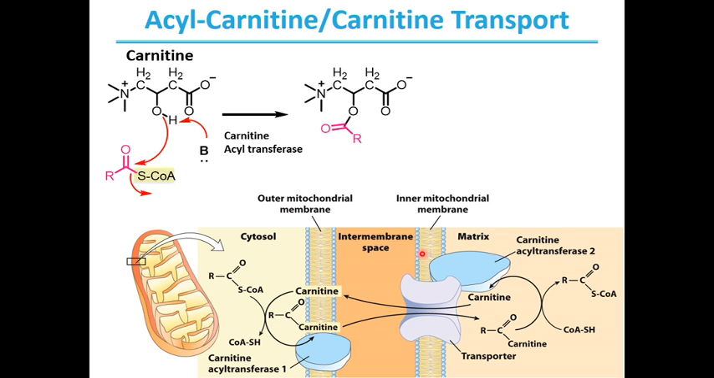So the three steps are converting the fatty acyl-CoA into acyl-carnitine, so that it can be transported across the intermembrane space into the matrix. And once it is in the matrix, the acyl-carnitine molecule is converted back into acyl-CoA.